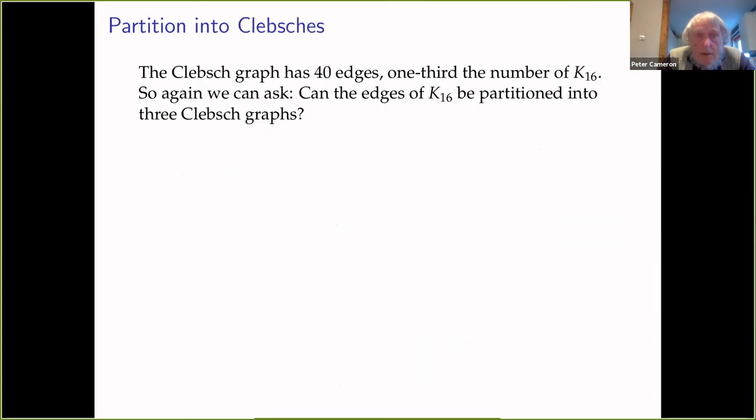Okay. But now we've done that for Petersen. What about Clebsch? The Clebsch graph has valency 5 inside K16. So it has 40 edges. K16 has 120. So once again, it seems possible on the face of it that the edges of K16 can be partitioned into 3 Clebsch graphs. Or can they? Let's try the same trick.